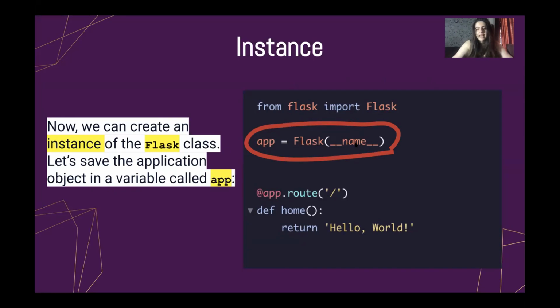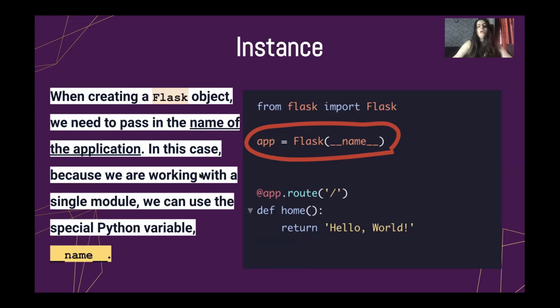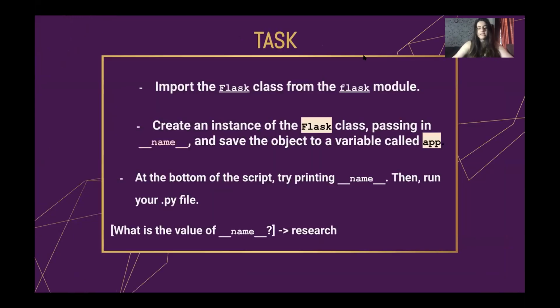You say Flask and name. So the app is a name. App is a name, yeah. And name here is basically the name of your application. The Flask object always requires a name. And because we're creating a very simple app, we just go with name. Now open up your PyCharm, VS Code with Flask or whatever you have and do this task. And obviously you can see the slides on Discord if you want.